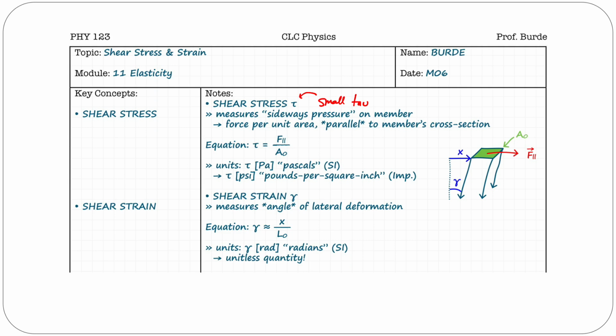A shear stress is still a stress. It's a pressure that's measured in pascals. A pascal is a Newton per meter squared, or it could also be measured in PSI.